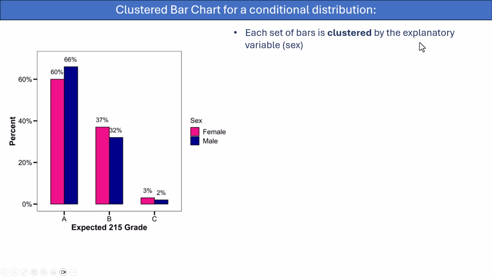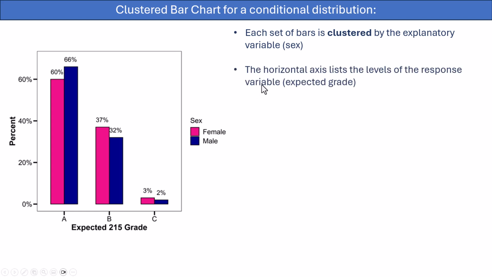Recall that another name for the explanatory variable would be the independent variable. The horizontal axis will list the levels of the response variable, in this case, expected 215 grade. Recall that another term for the response variable would be the dependent variable.